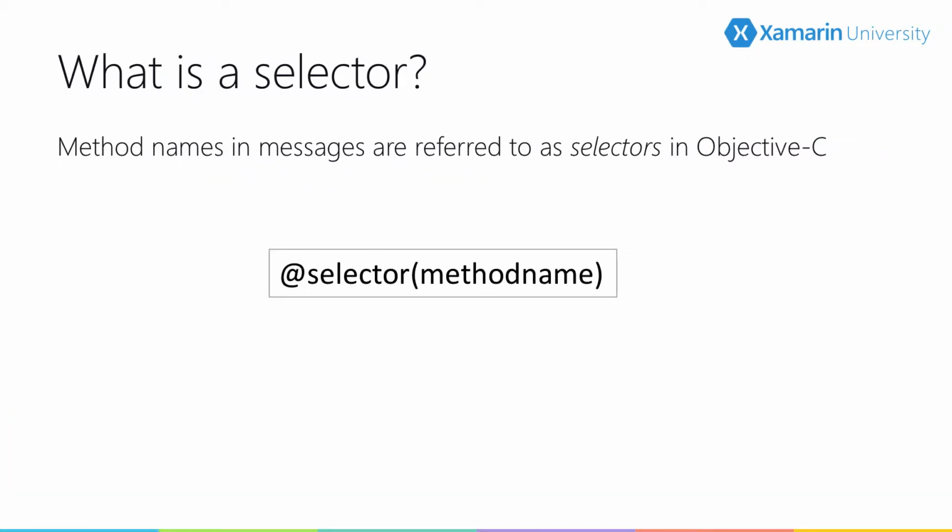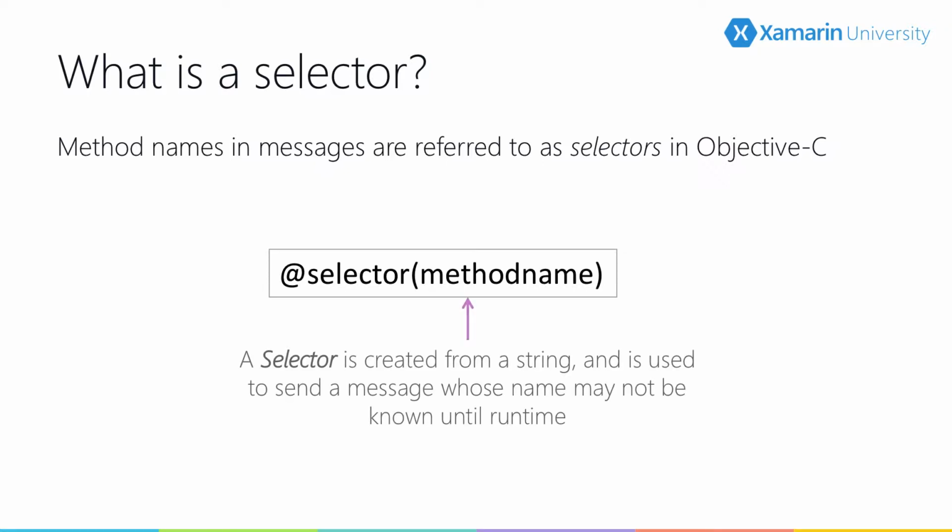Before we continue, let me define the term selector I've used on the previous slide. Method names in messages are often referred to as selectors. A selector is the name used to select a method to execute for an object. You can also think of a selector as a unique identifier that replaces the name when the source code is compiled. The compiler will ensure that all selectors are unique with this process. A selector is created from a string and is used when you want your code to send a message whose name you may not know until runtime.